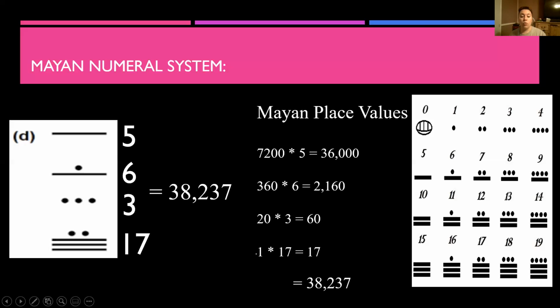And then now their ones place is the 17. So 1 times 17 equals 17. So now when you add your 36,000, your 2,160, your 60, your 17 together, you get 38,237. All right, on to our next.